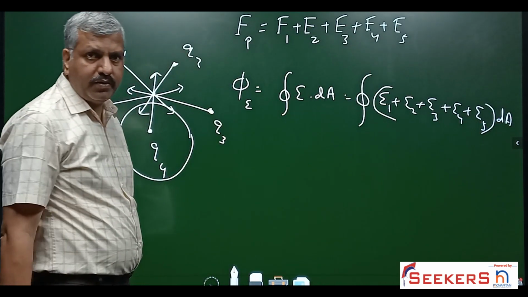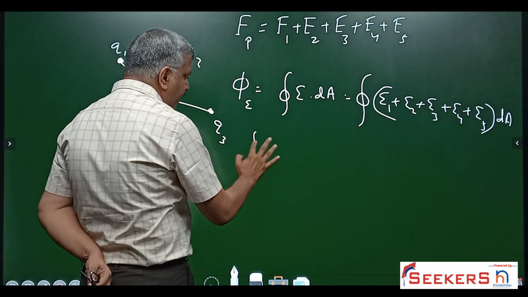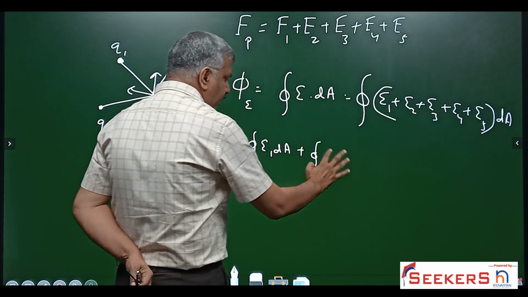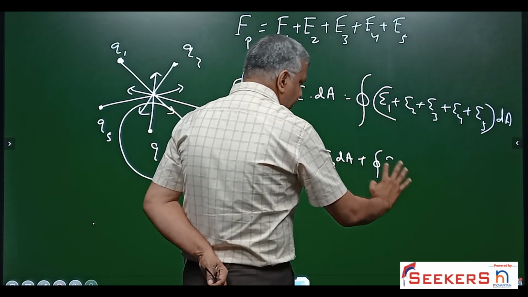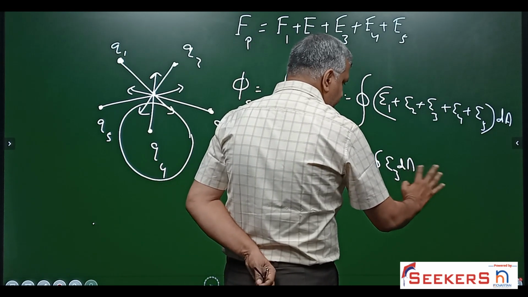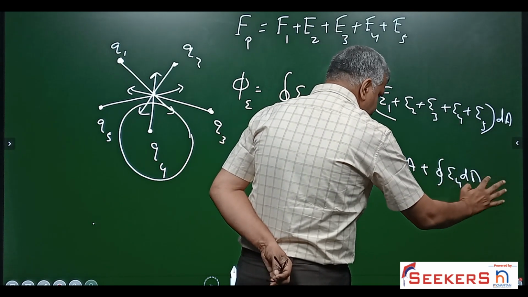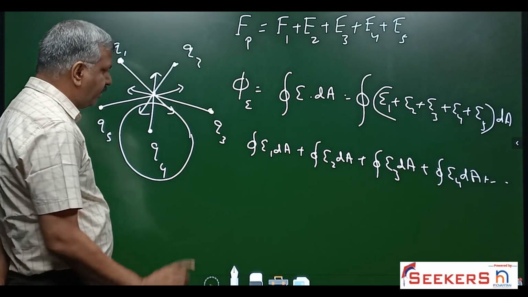So I hope you are able to understand. Now I can remove the brackets and rewrite that as integral E1 dA plus integral E2 dA plus integral E3 dA plus integral E4 dA, and so on. Now what Gauss law tries to say is this.